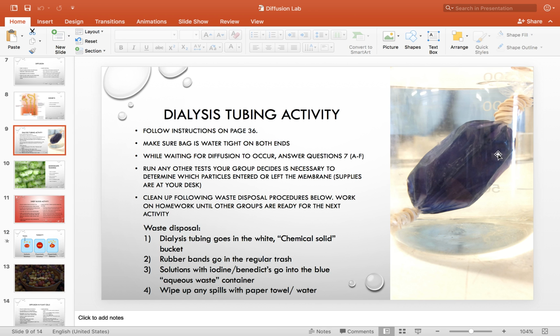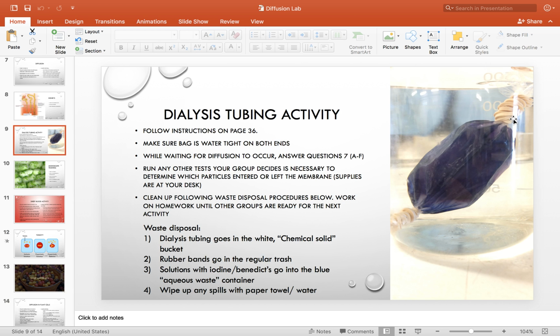So, as we know from food colorimetry, iodine reacts with starch to make a purple, dark blue, or black color. So we know that the iodine entered the semi-permeable membrane because this area is purple. If starch left and iodine didn't, then starch would have gone out. It would have reacted with the iodine, and this part of the beaker would have been purpley blue.